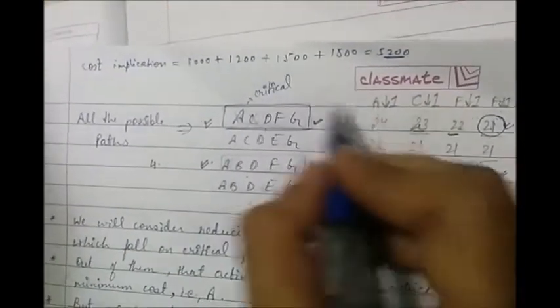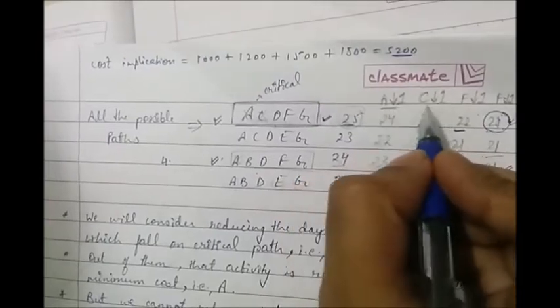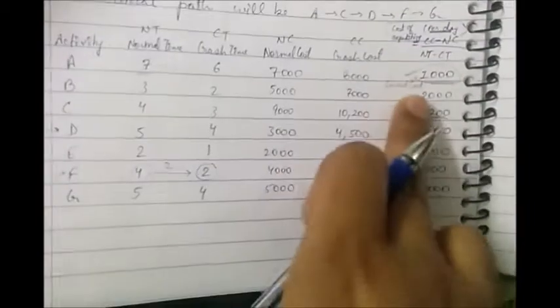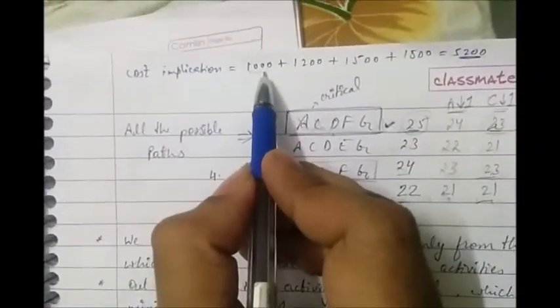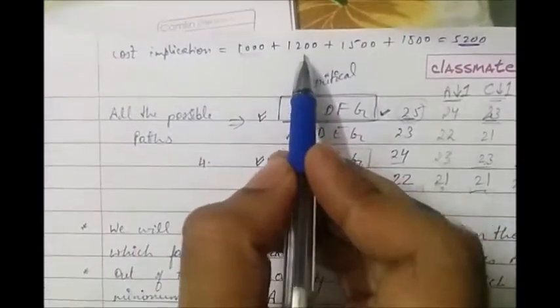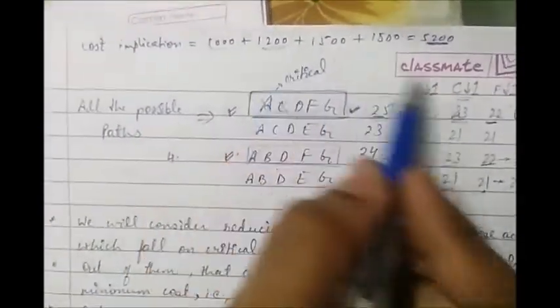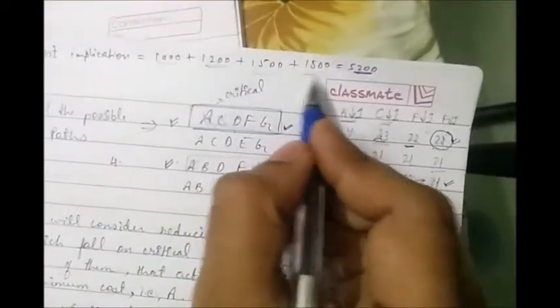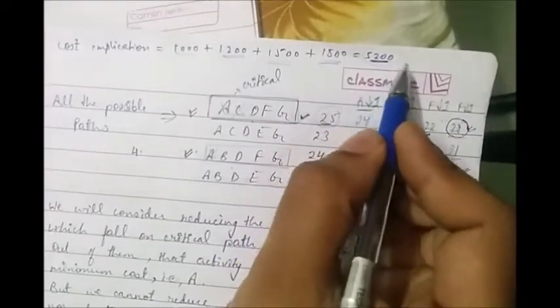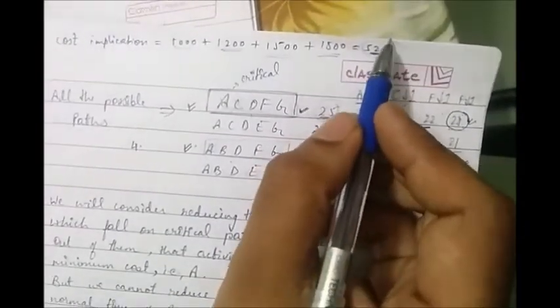Basically, we have to figure out what all activities we have reduced, and we have to see from the expediting cost how much you have to pay to reduce once. So look at the cost implication. A you have reduced once, it's 1000 rupees because the cost of expediting A is 1000. C reduced once is 1200. F is 1500 bucks, and again we had to choose F, so it's another 1500 bucks. So the total entire cost of expediting comes out to be 5200, which completes our question.